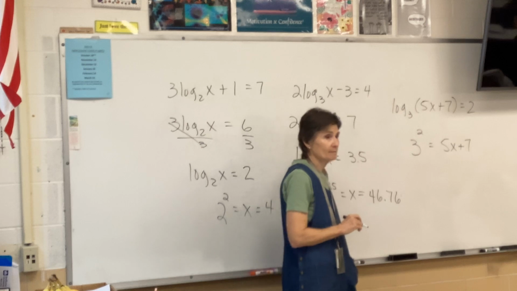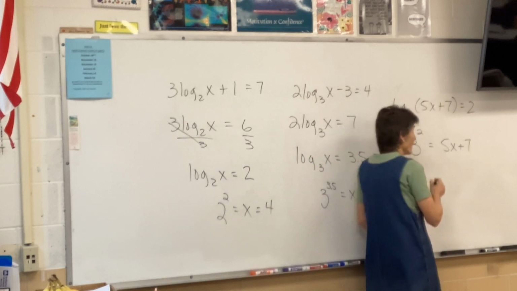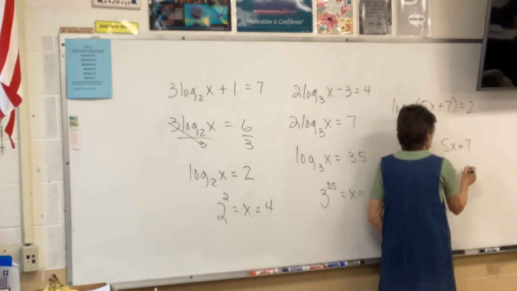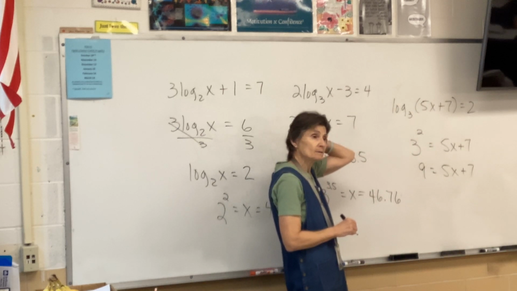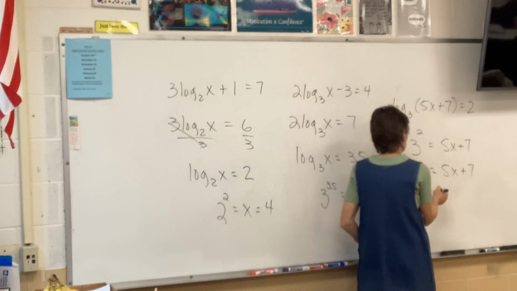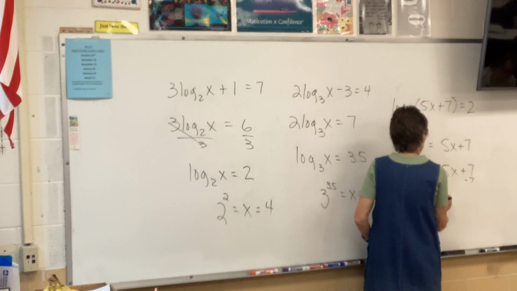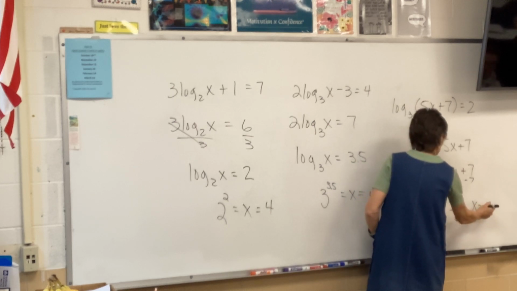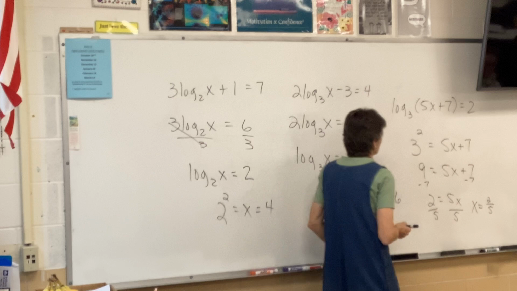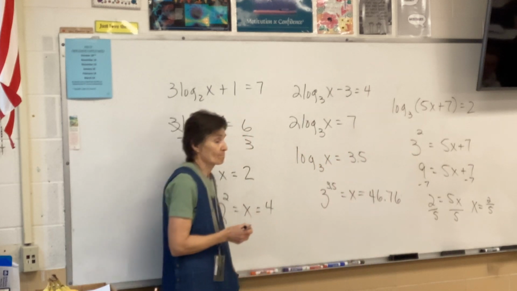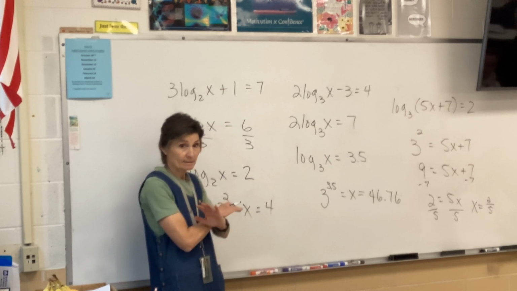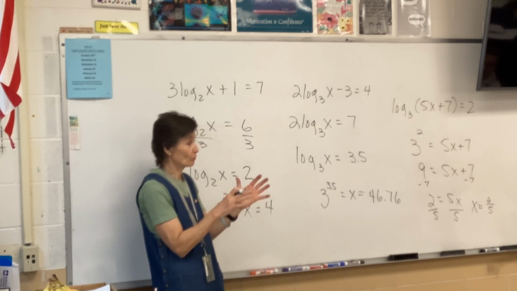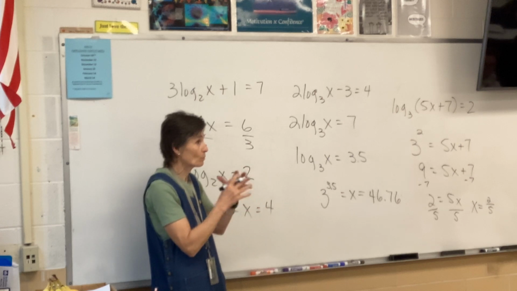Gabby, what's 3 to the second? 9. So to solve this, what am I going to do now? I made it a 9. So Gabby, what am I going to do to solve it? Subtract 7. So 2 equals 5x. I got x equals 2/5. How does that sound? That's a pretty easy problem. Would you agree? Especially after all the ones we've done this morning.